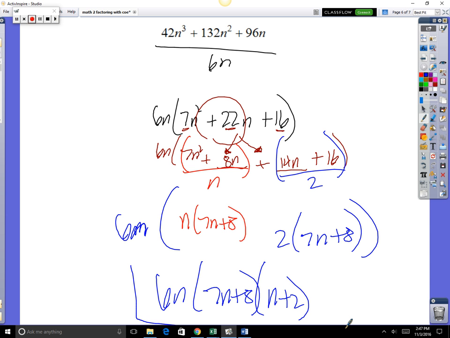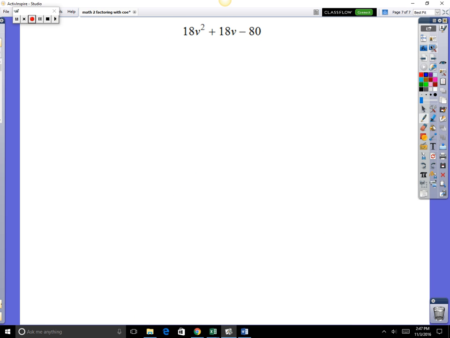And that is it. Last one, try this one on your own. So hit pause, try it on your own, see how far you can get. Then when you're done, hit play, see if your answer matches up.